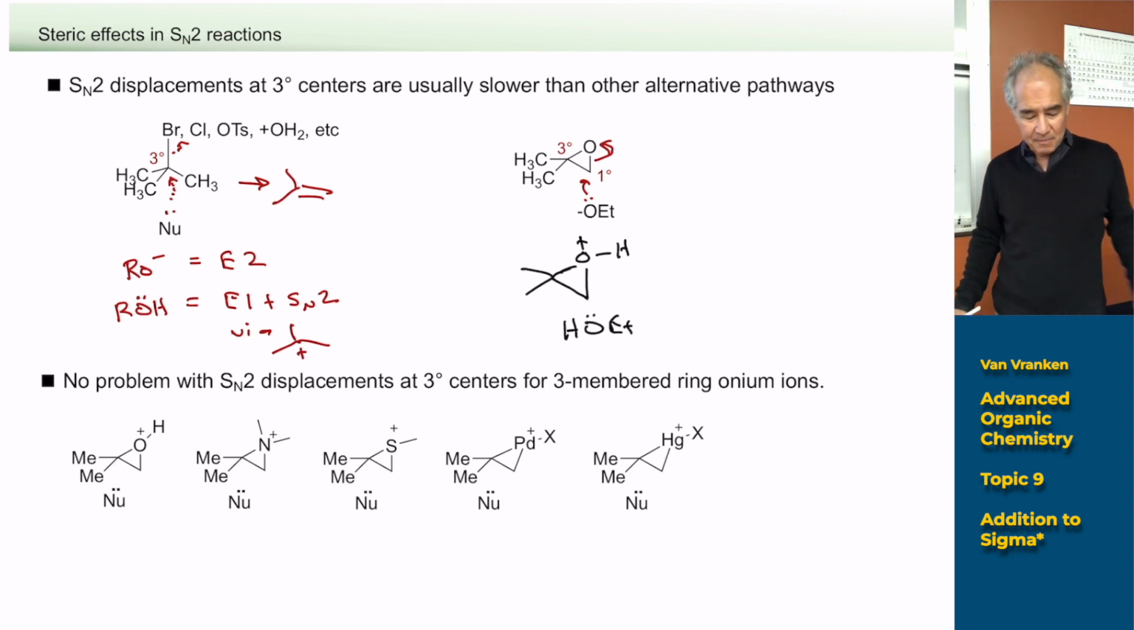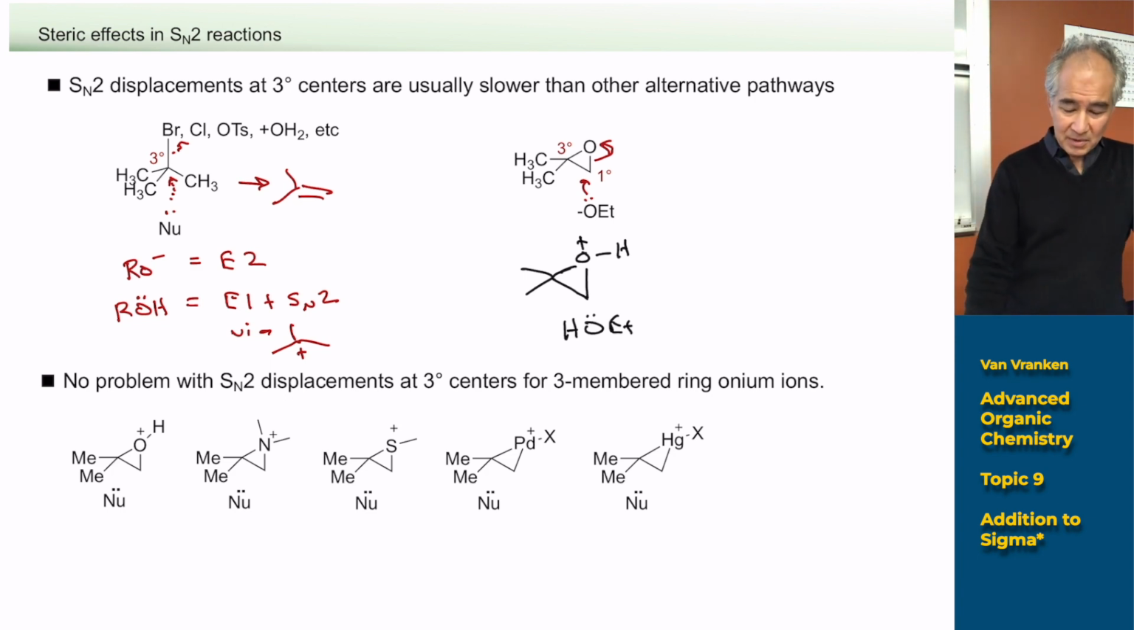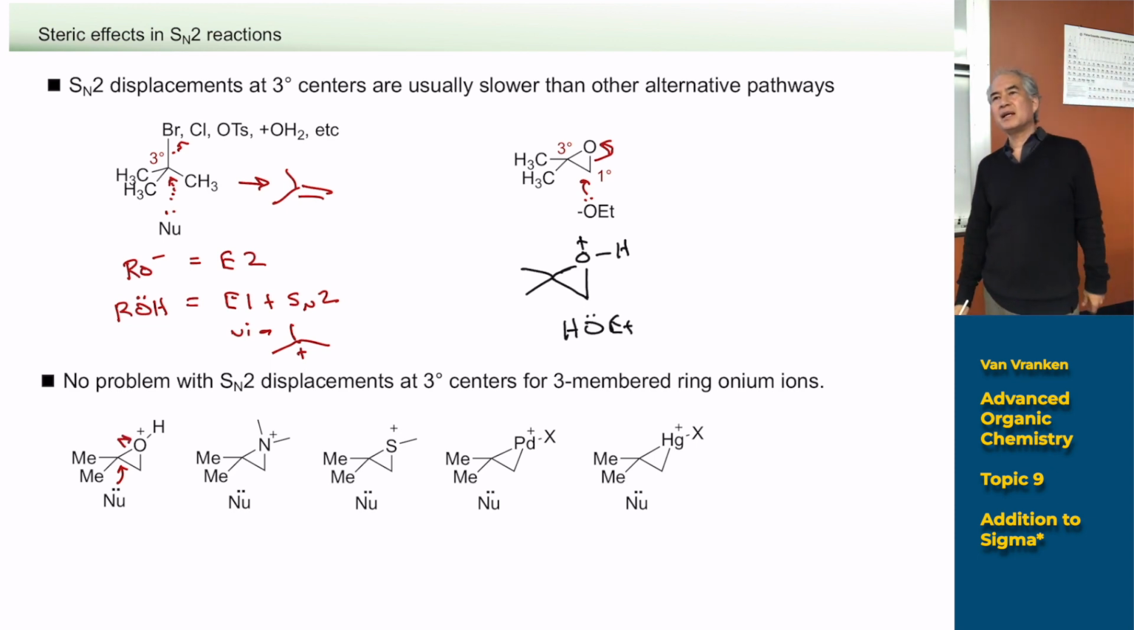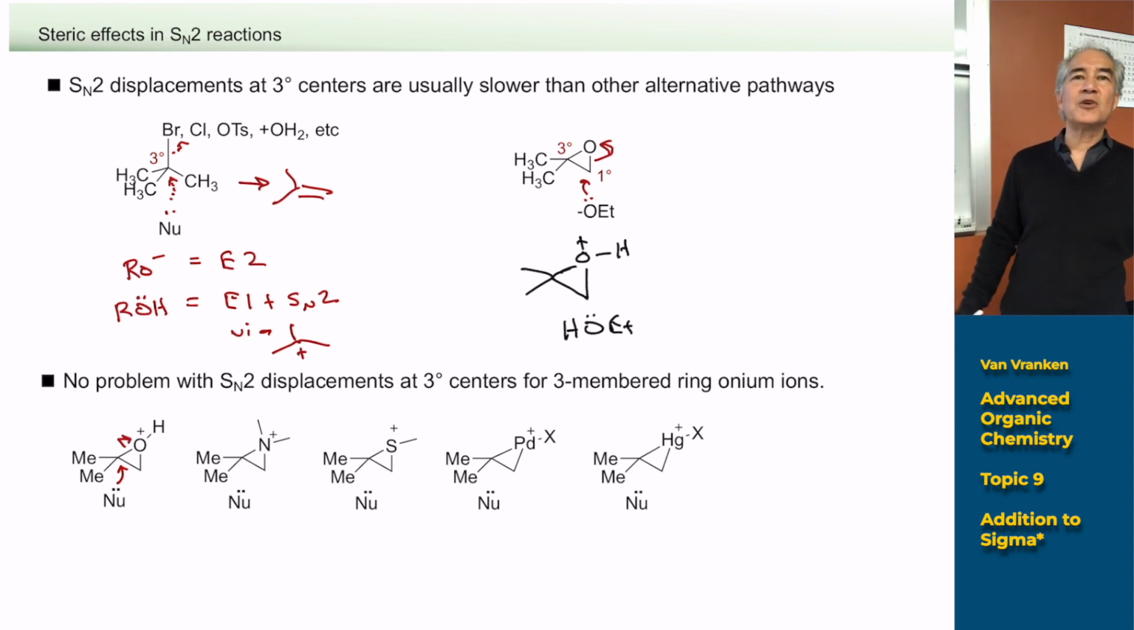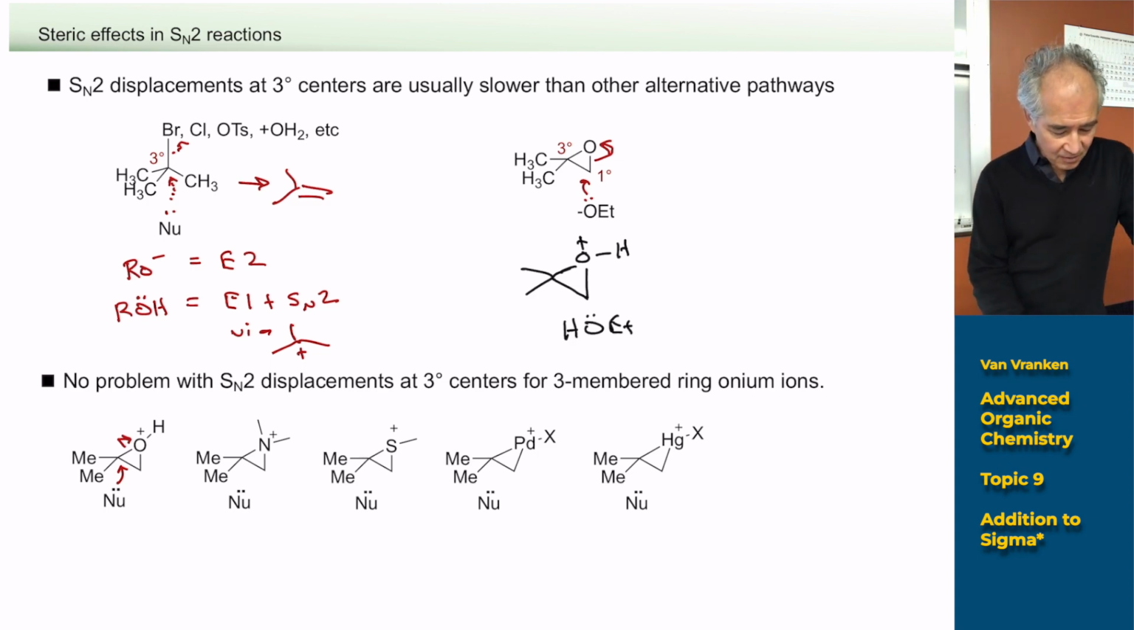Now, when you protonate epoxides, the regiochemistry changes. When you protonate epoxides and open them under acidic conditions, you don't get attack at the primary center, you get attack at the tertiary center. You get SN2 ring opening at the tertiary center. That is preferred strongly. And this is a general theme.